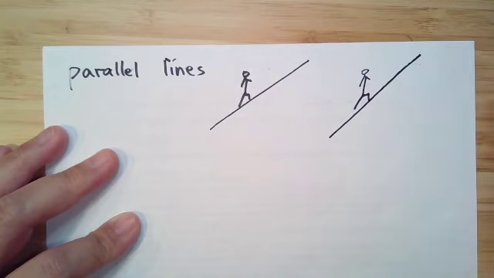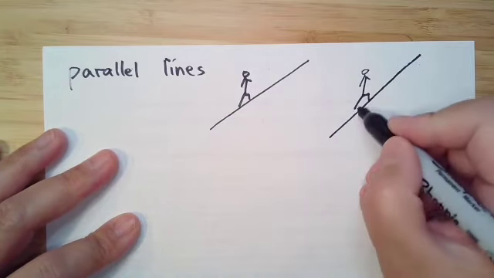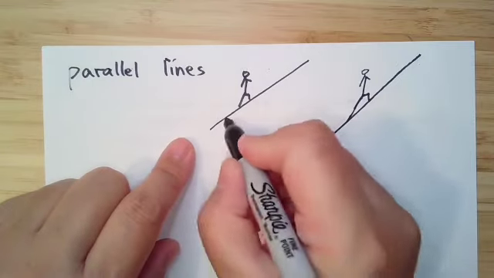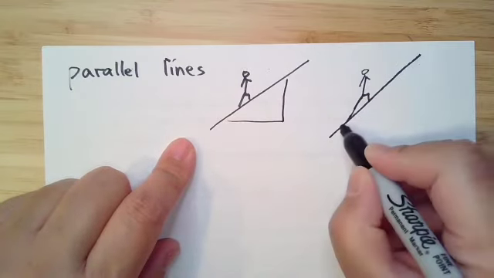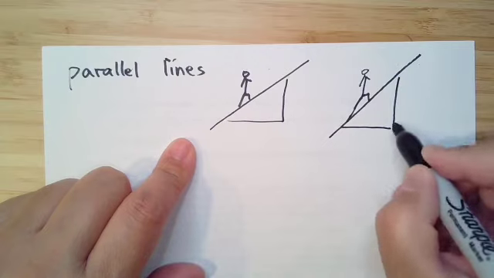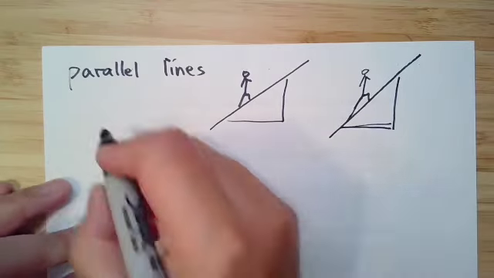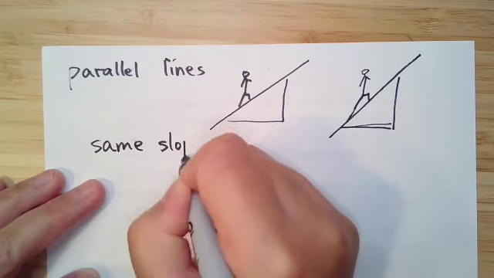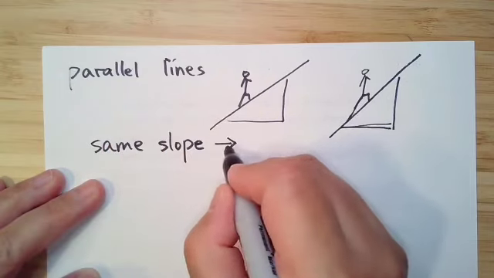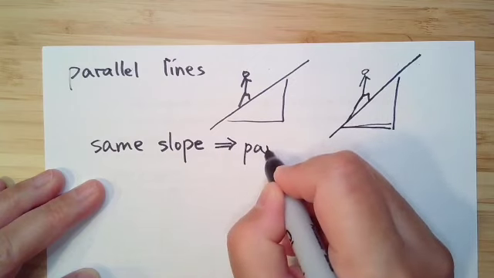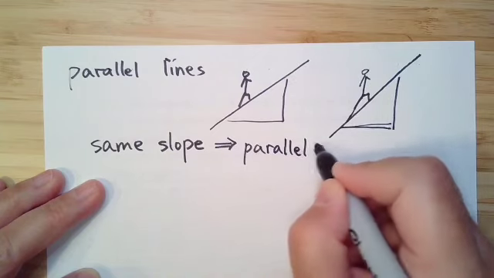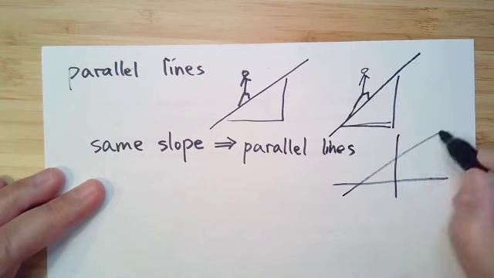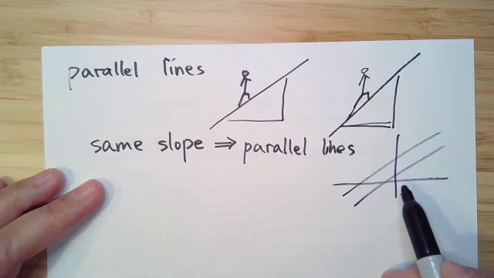You want to tell me that, well, they have the same slope. Okay, so that means they have the same rise over run. Make sense? So same slope, you get parallel lines. Is that right? So if you have two parallel lines, they have exactly the same slope. Okay.